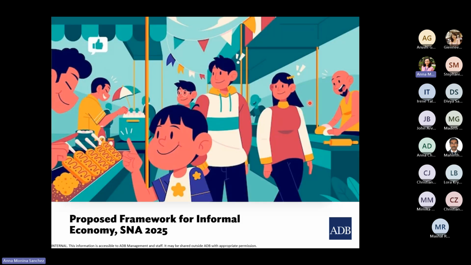Right. So now we delve into this proposed framework introduced in the SNA 2025. This guidance note provides a presentation on the proposed statistical framework on informality, focusing on the perspective of the economic unit and its relation to informal productive activities and the informal economy.